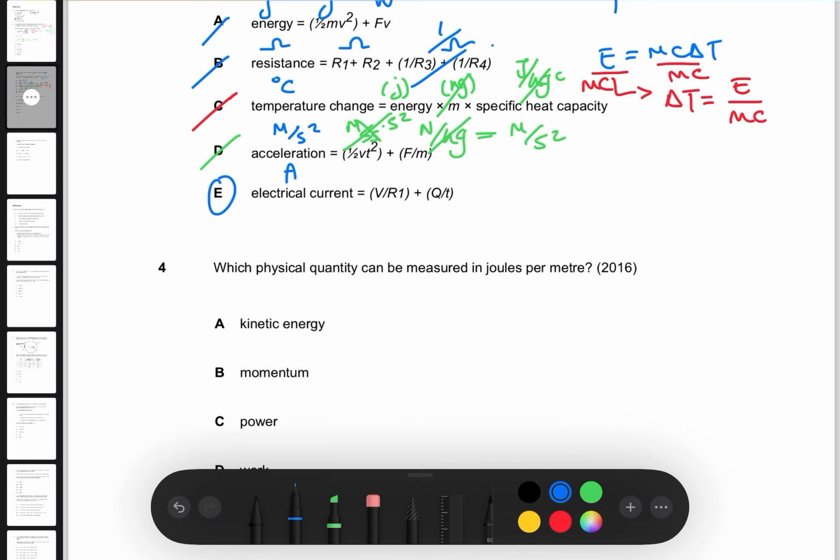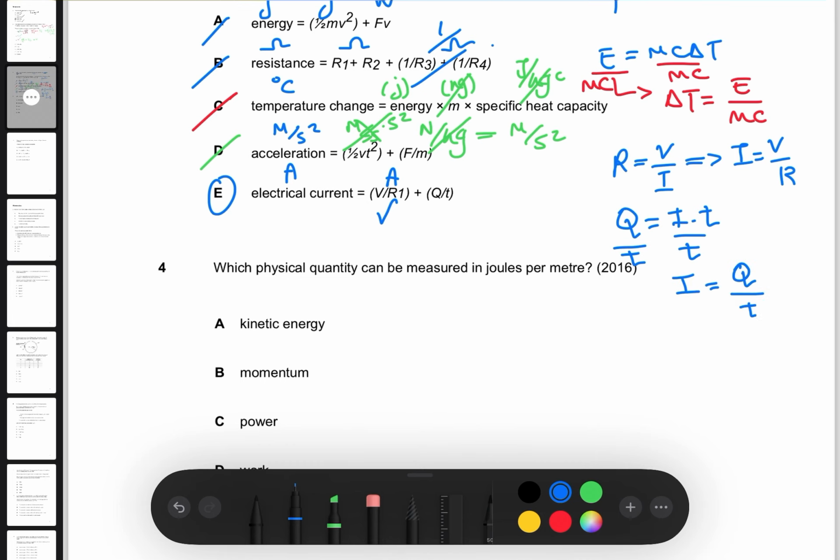And if you want to check it, well, we know that R, according to Ohm's law, is V over I. So I is simply V over R, which is exactly the first formula. So this is measured in amperes, and that's correct. And we also know that Q is equal to I times t. So if we were to rearrange for I by dividing both sides by t, we would find that I, which is current, is charge divided by the time, which is also consistent.